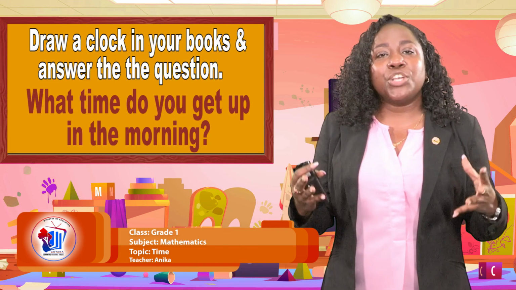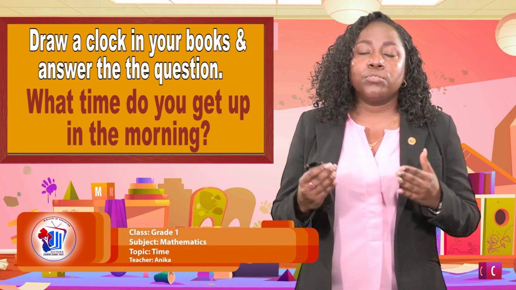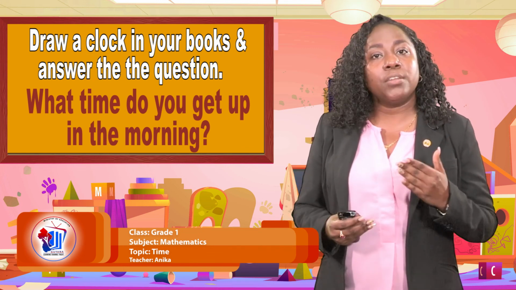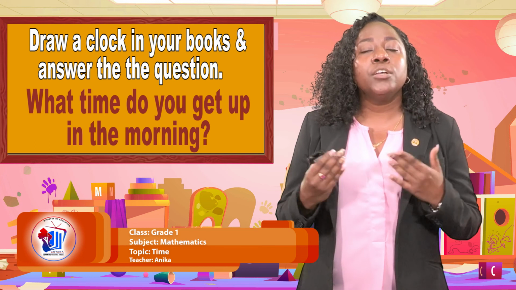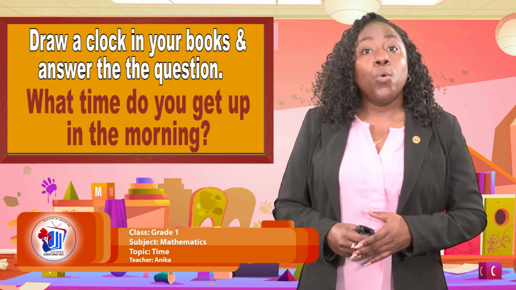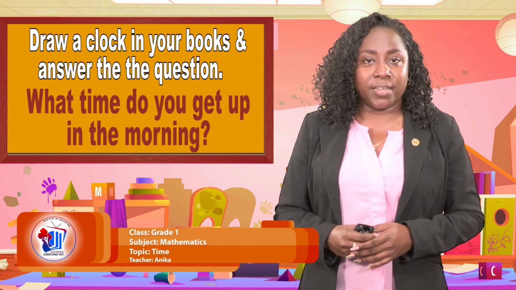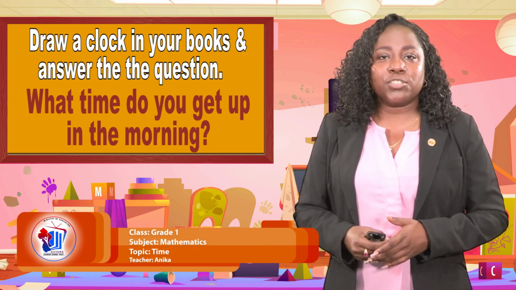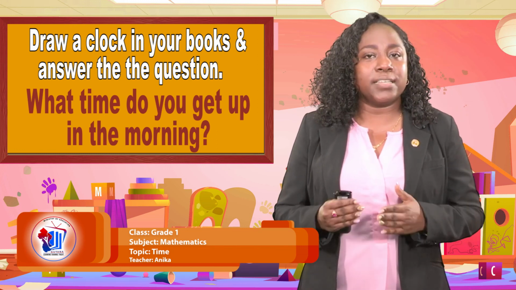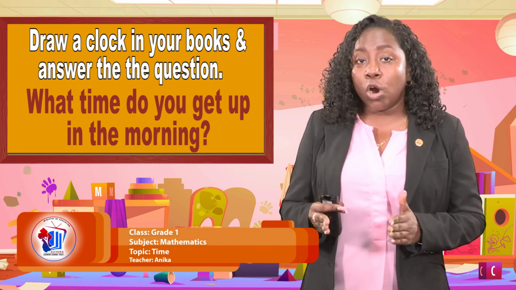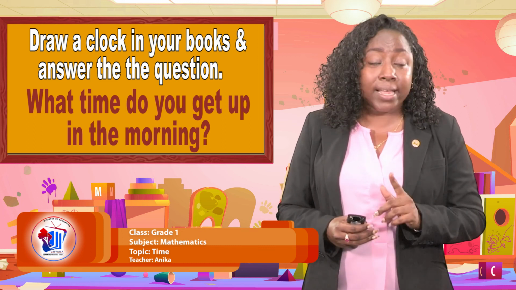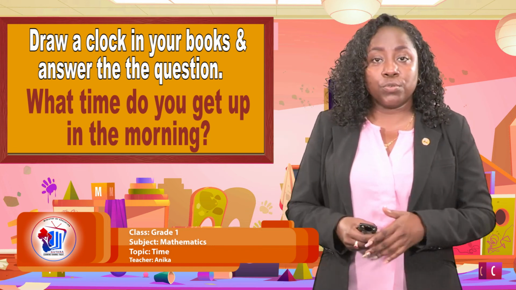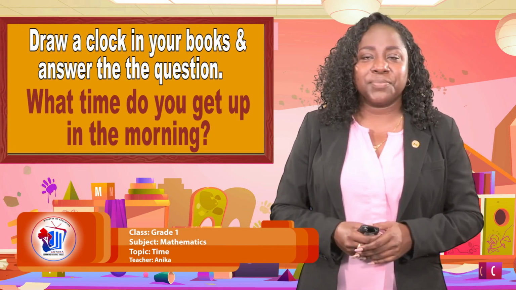All right? So I want you to draw your clock, write the numbers in from 1 to 12, and you can draw in the hour hand and the minute hand to answer this question. What time do you get up in the morning? Draw a clock to show me your answer. Ensure that you have a long hand and a short hand, and they are pointing directly on the numbers. So again, you can use your ruler and also use a circular object to draw your clock.